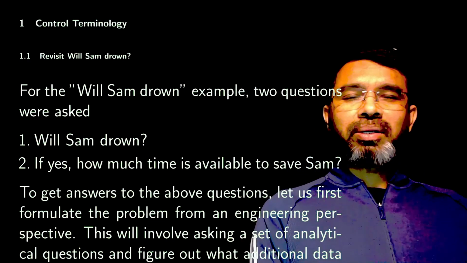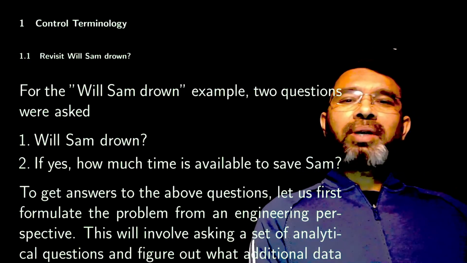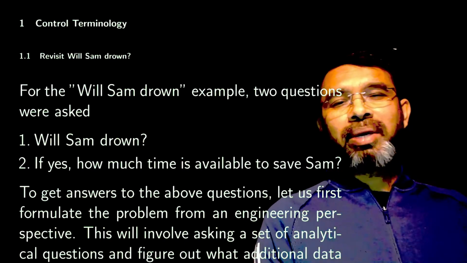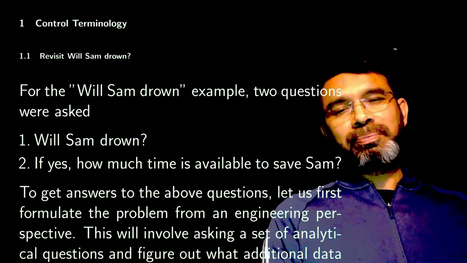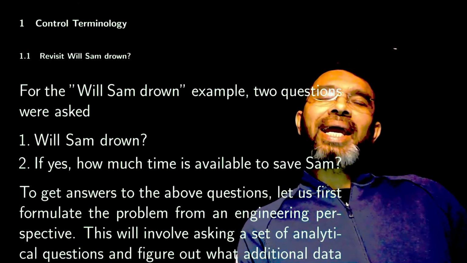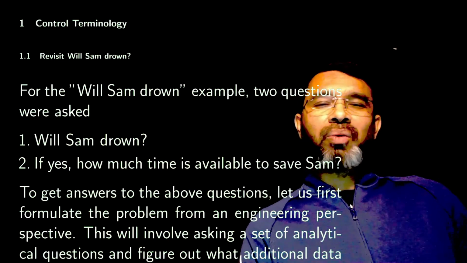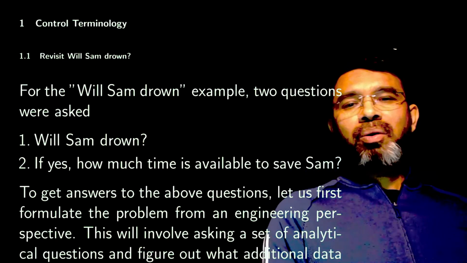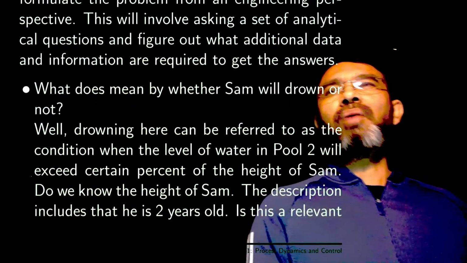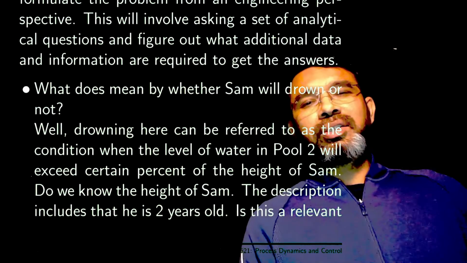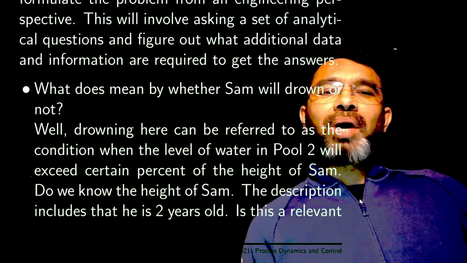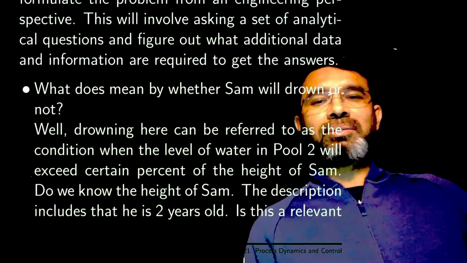Now, to get the answers to the questions, let us first formulate the problem from an engineering perspective. What it means is that we need to formulate the problem in terms of some variables which are measurable. This will involve asking a set of questions and figuring out what additional data and information are required to get the answers. Now, what does it mean by whether Sam will drown or not? Well, drowning can be referred to here as the condition when the level of water in pool 2 exceeds some limit.